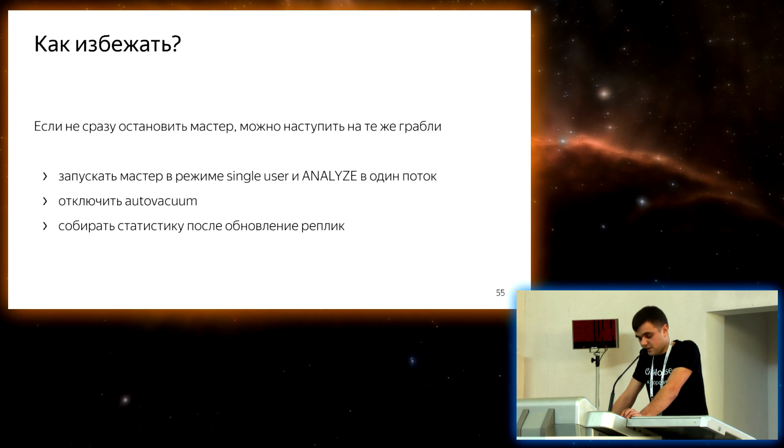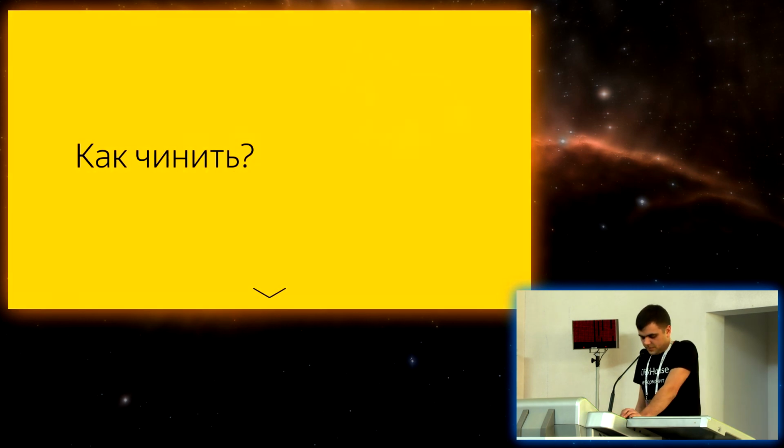And another, I believe the most correct option, is to turn off autovacuum. So when you start and stop a master, you need to start it with autovacuum turned off, and pg_upgrade does it in that way. And you get a lot of options like autovacuum off and so on. So you can see that it is not always bad to turn off autovacuum. And you can gather statistics after replicas update, but it does not always work in our case, so that is why this option is not suitable to us.